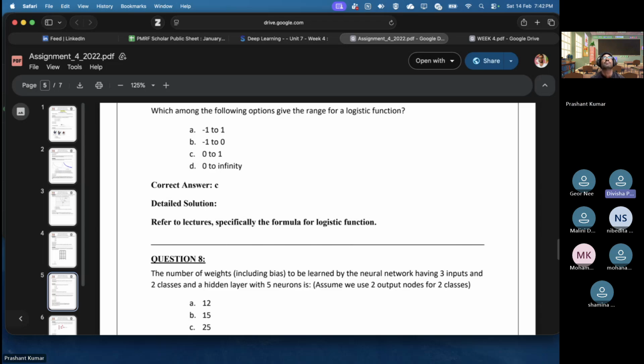The number of weights, including bias. So try to have a picture in which you have 3 inputs, and then in one layer you have 5 hidden nodes in parallel, and then you have 2 outputs. Could you please draw it? Is it possible for you to draw?